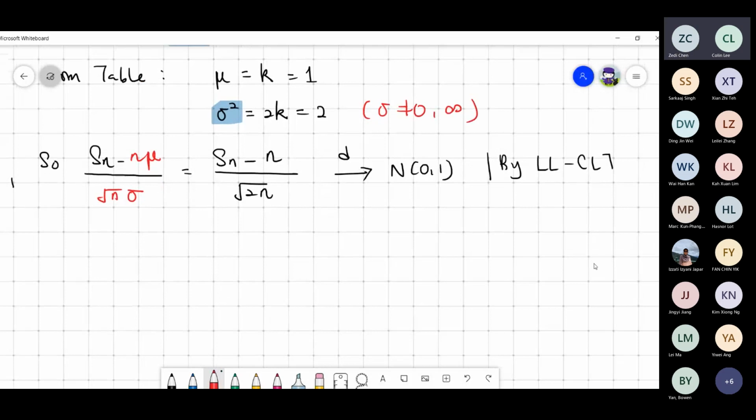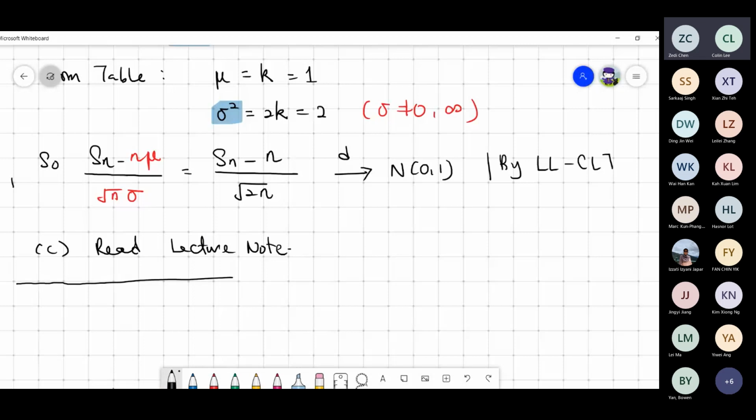And I think case C is straightforward, so you can read the lecture notes. Yeah, so this is one simple example.